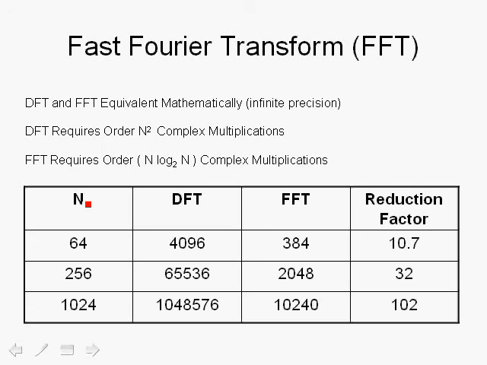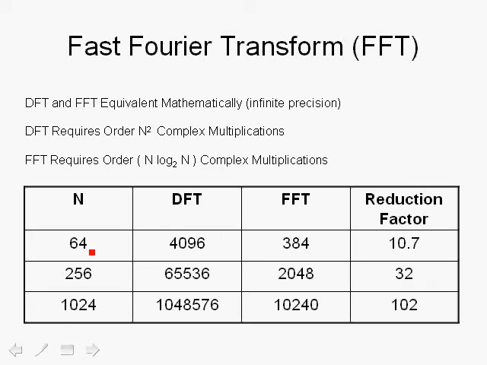However, the fast Fourier transform, which is mathematically equivalent to the discrete Fourier transform in infinite precision, can do the same operations as the discrete Fourier transform, but in n log base 2 n complex multiplications. So instead of the DFT requiring n squared complex multiplications, we only require n log base 2 n complex multiplications. This table shows, for different values of n, how many complex multiplications are required for the discrete Fourier transform versus the fast Fourier transform. And of course, here we show the reduction factor in terms of the number of operations.